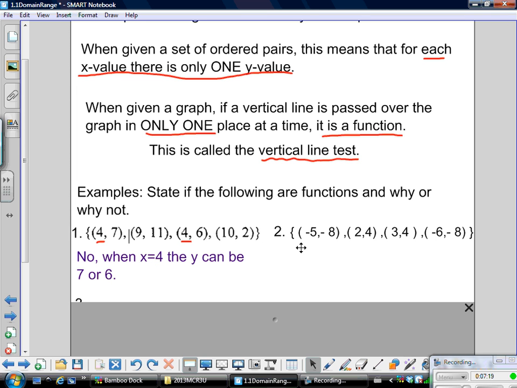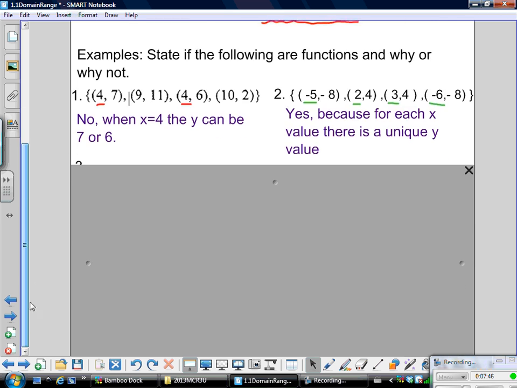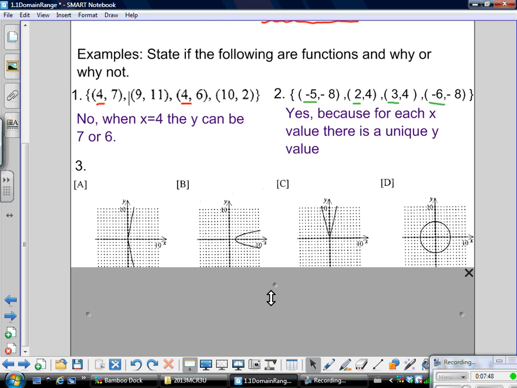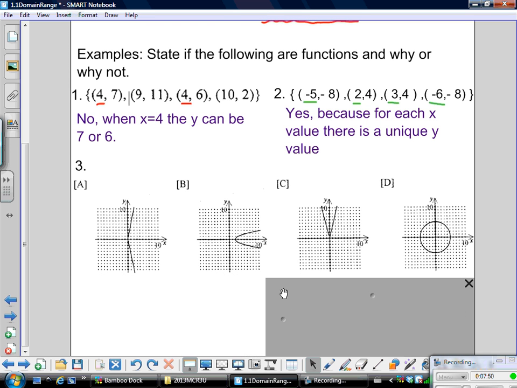Let's look at the next one. So I have a negative 5. Do I have any other negative 5s? No. I have a 2, no more 2s. I have a 3, no more 3s. I have a negative 6, no more negative 6s. So given this set of ordered pairs, I can say that, yes, it is a function because for each x value, there is a unique y value. Okay, and the next grouping are graphs.